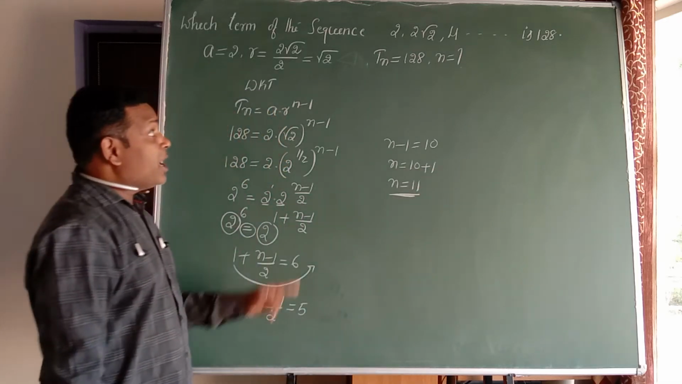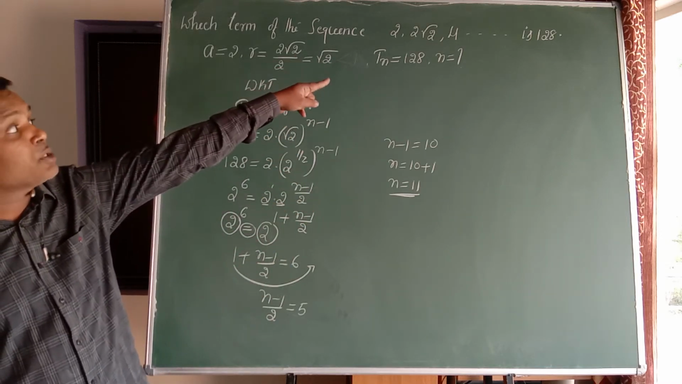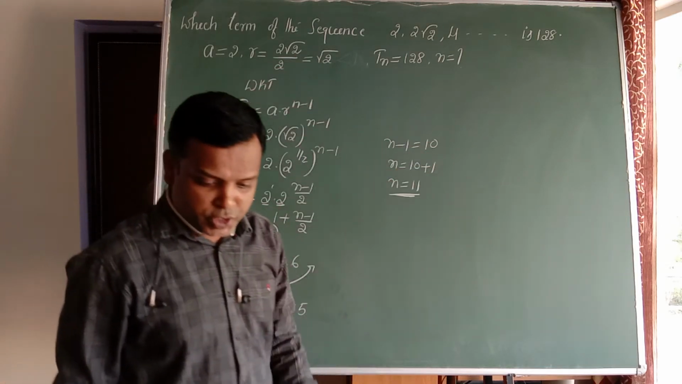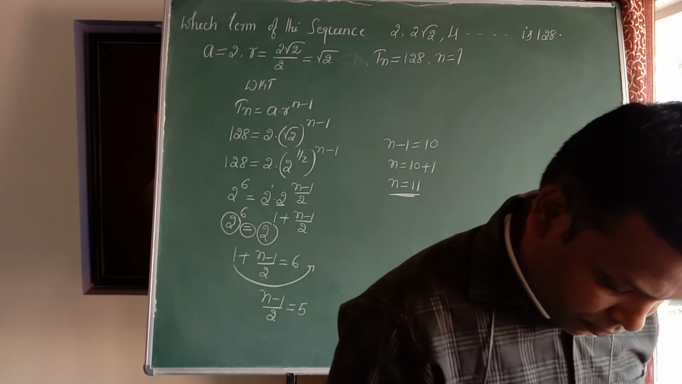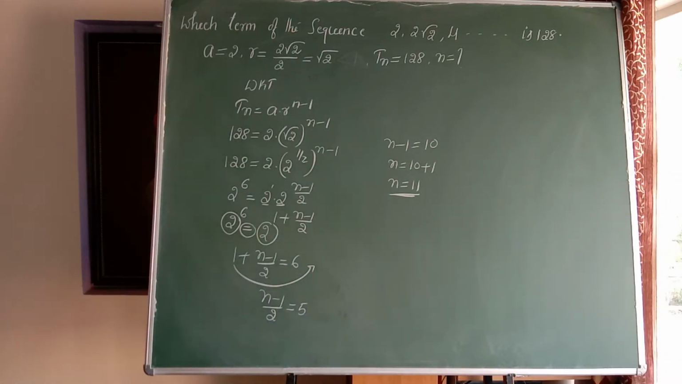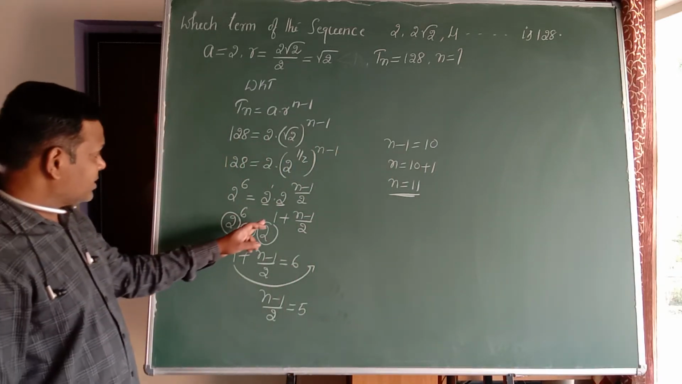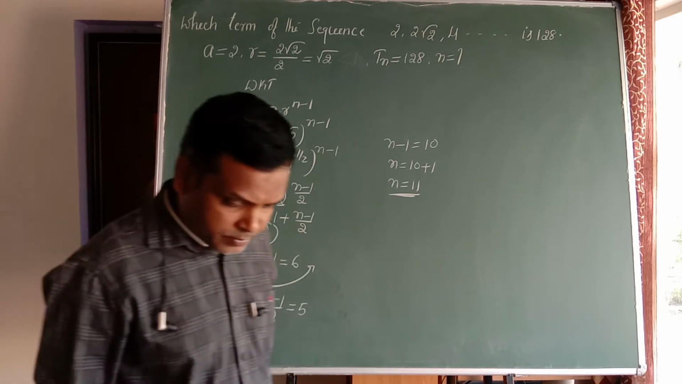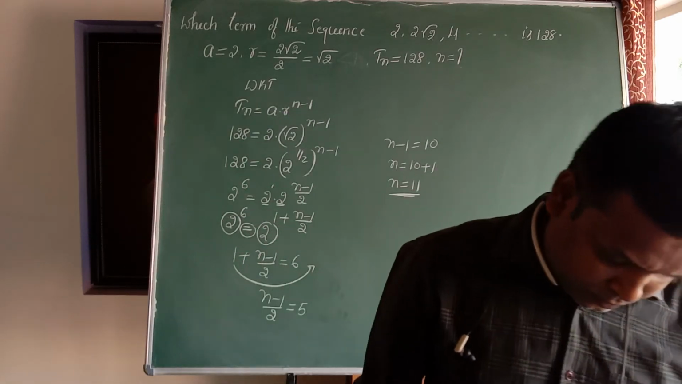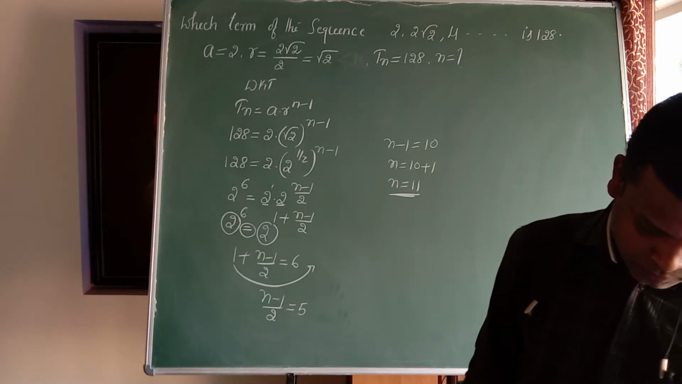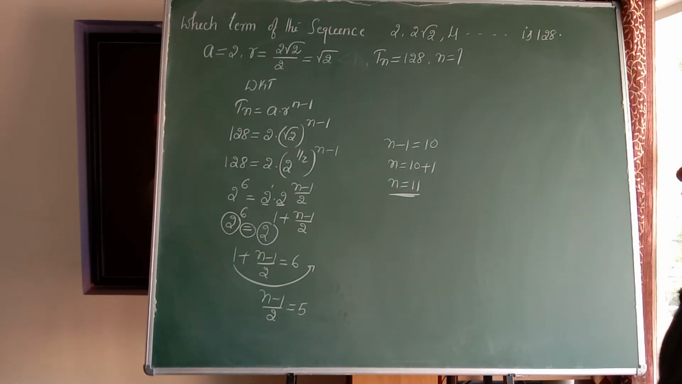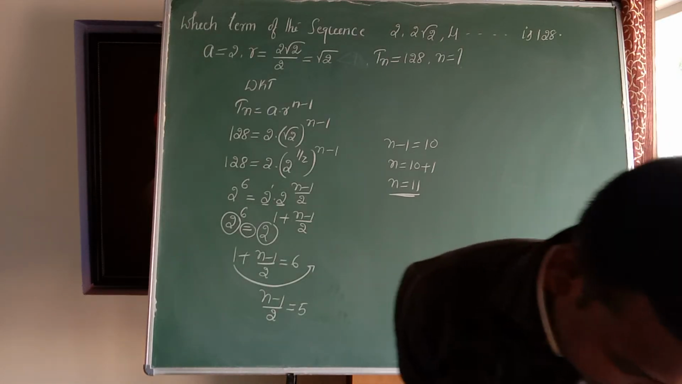It means the 11th term of the given sequence gives 128. This is the question. Go with the solution. So here 1 plus n minus 1 by 2 is equal to 6, n minus 1 by 2 is equal to 5. That's fine. So look at the solution once again.